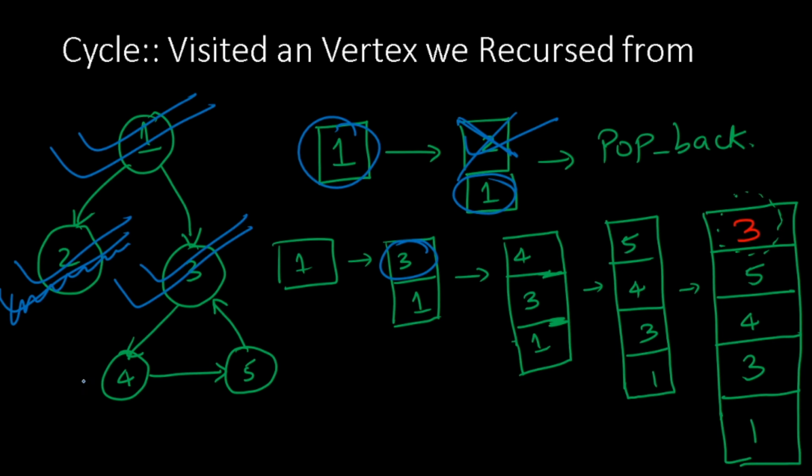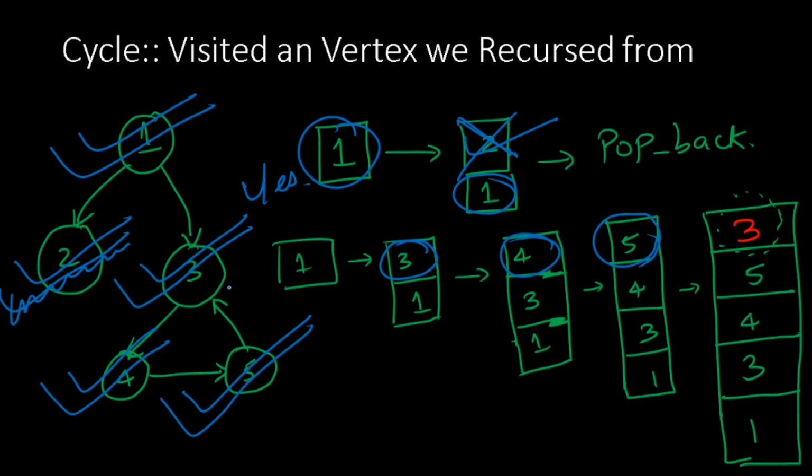Does 3 have any unvisited child? Yes, there is 4. Mark it as visited, mark it as present in the stack, and push it into the stack. Does 4 have any unvisited child? Yes, 5. Mark it as visited, mark it as present in the stack, push it into the stack. Does 5 have any child? It has 3. Is it visited? Yes. Is it present in our stack? Yes. So in this case, we can see 3 is already present in our stack.